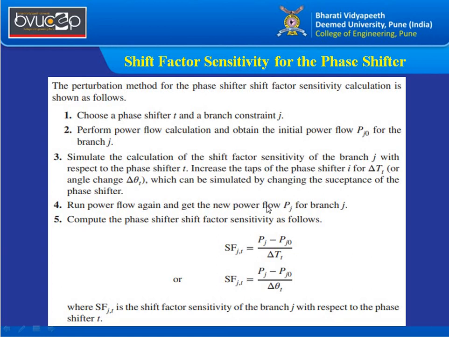So to simulate, we can initialize this by changing the values of susceptance of the phase shifter, run the load flow and get the values at the branch J. Then compute this shift factor sensitivity for the phase shifter. So we can have it either in terms of the taps of the phase shifter, or in terms of angle. So we can have the two equations in any form we want.